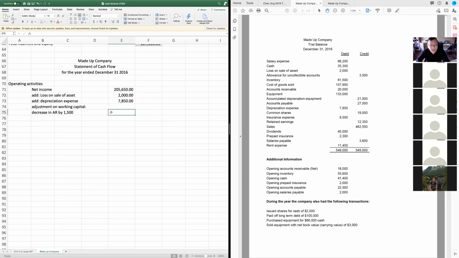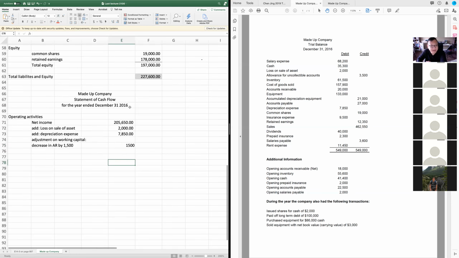So should I add or subtract? AR decreased. If your AR decreased, that means you are collecting cash, right? You are collecting from customers. That's why AR decreased, right? So do you have more cash or you have less cash? More cash. Yeah, so I'm going to add 1,500. Okay, that's the rationale.